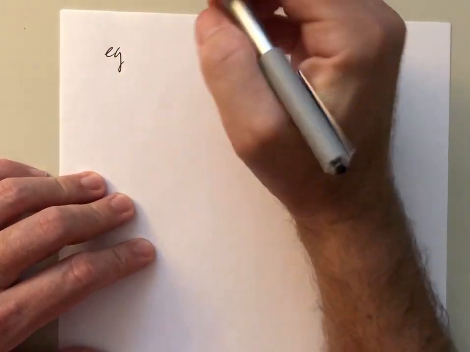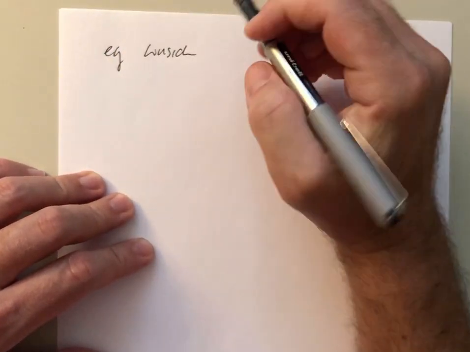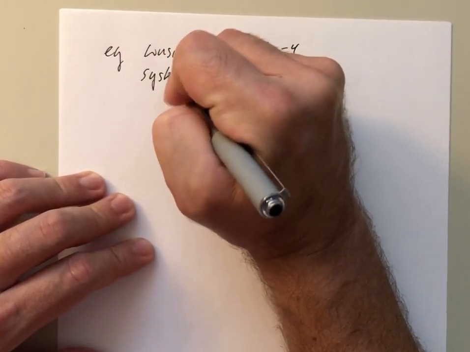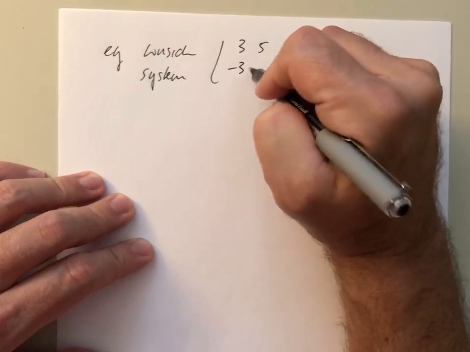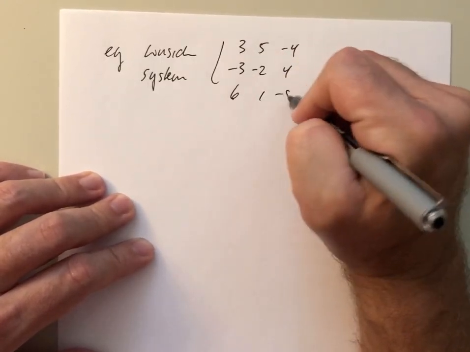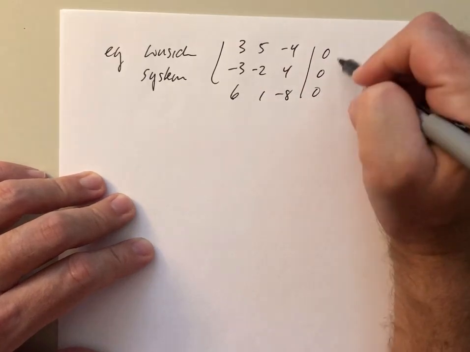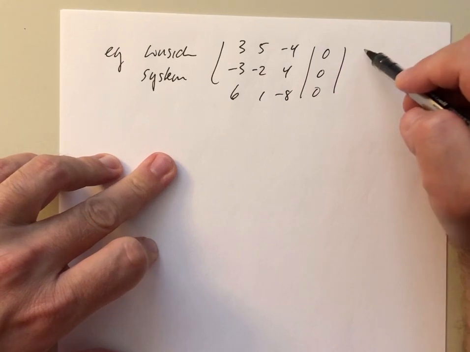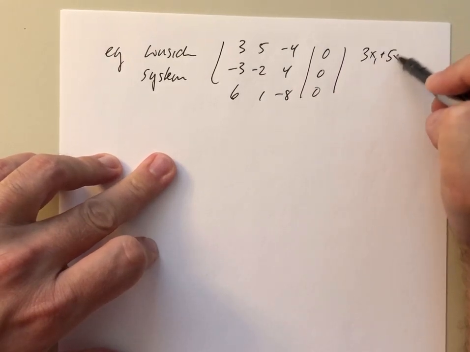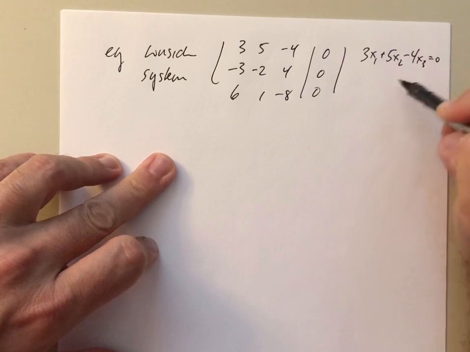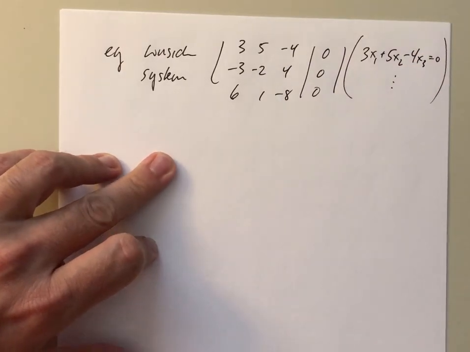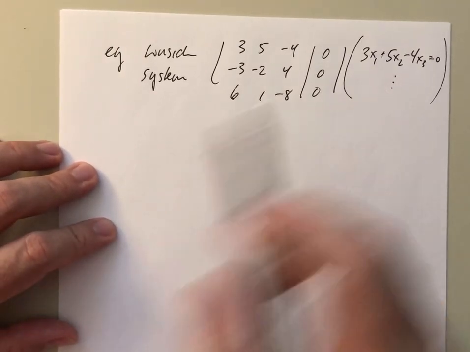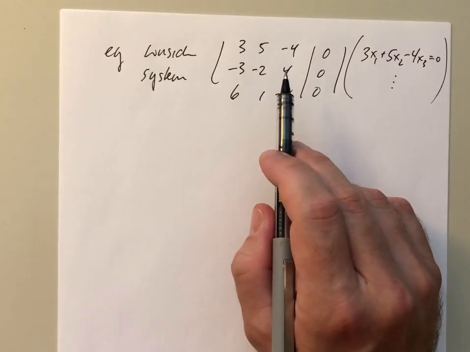Let's do an example now. Let's consider the system. Let me write this as a system: 3, 5, minus 4, minus 3, minus 2, 4, 6, 1, minus 8. And this is homogeneous, so I'm going to have zeros on the right-hand side. One more time, this is the augmented matrix of a system. Really this is like 3x1 plus 5x2 minus 4x3 equals 0, and so on. That's the underlying system, but I'll slowly stop writing the actual equations. I just want the augmented matrix.